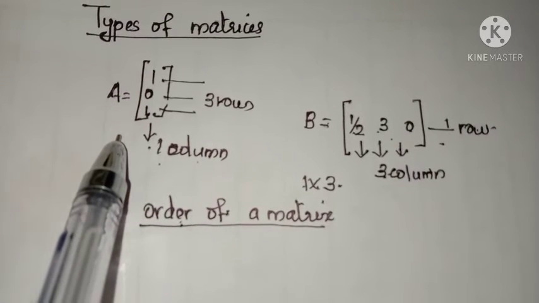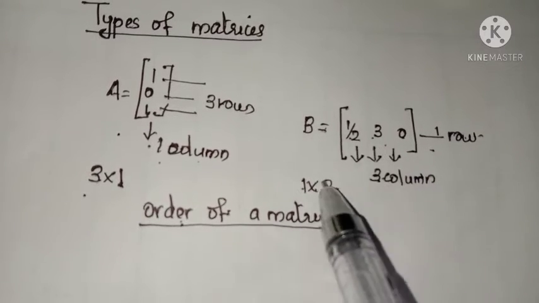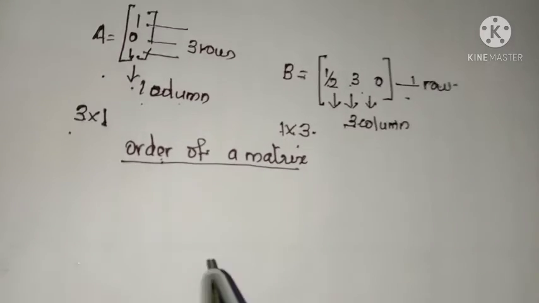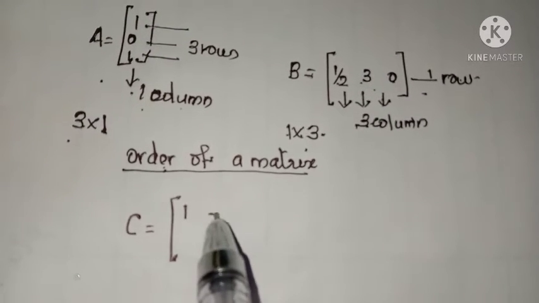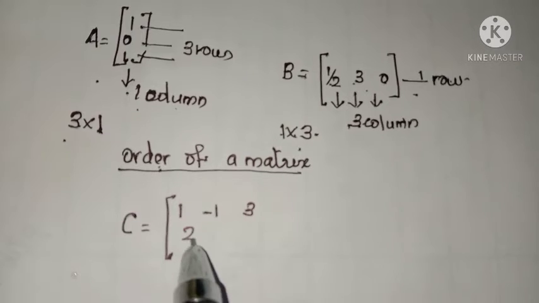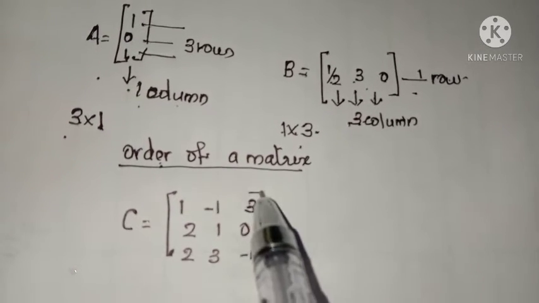So the order of this matrix is 3 by 1. The order of this row matrix is 1 by 3. Okay. Now listen, another matrix C is equal to 1, minus 1, 3, 2, 1, 0, 2, 3, minus 1.